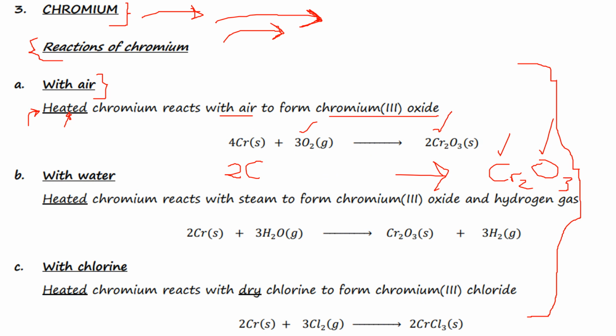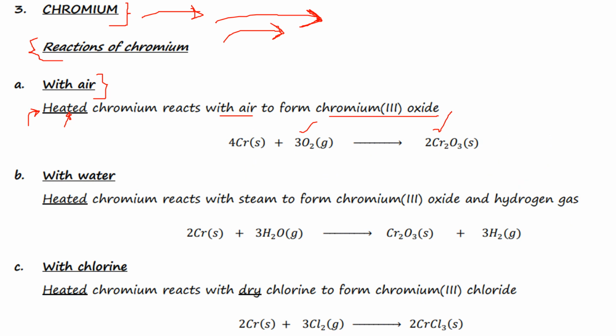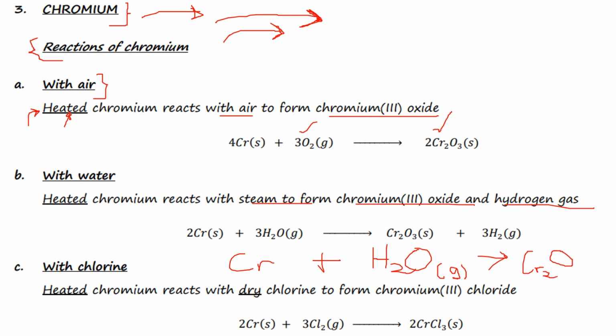Now let's go to the second part, the reaction of chromium with water. Now we're going to say that with water, heated chromium is going to react with steam so that you can form chromium trioxide together with hydrogen gas. So chromium reacts with steam. Now steam, the state must be a gas, not a liquid. One of the common errors in the papers submitted for marking is that students talk about steam and they go on and write liquid here.